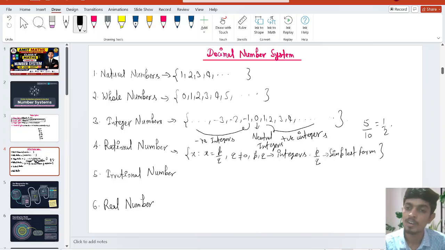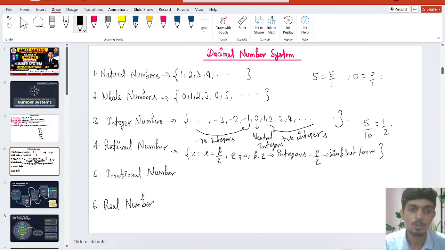If a number can be expressed in the form p by q, where p and q are in simplest form and their HCF is equal to 1, then we can say that this is a rational number. And every number which can be written above, integers, whole, natural, like 5 can be written as 5 by 1, so this is also a rational number. 0 can also be written as 0 by 1, so 0 is also a rational number.